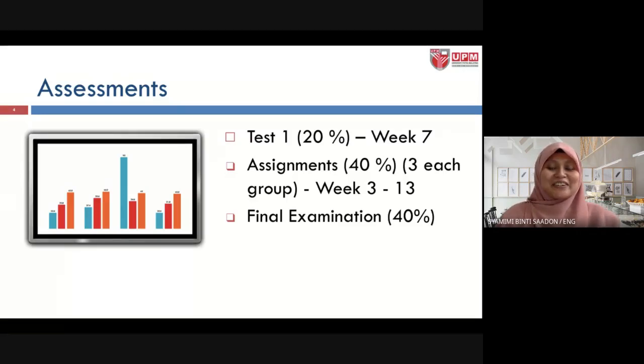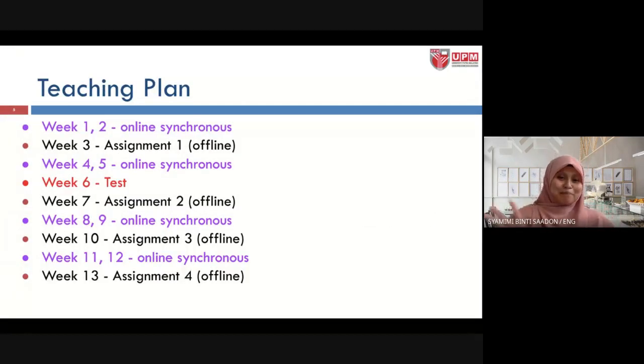There are 4 assignments. I will give you the first in week 3, and then another 2 weeks later, and then another 2 weeks, another 2 weeks. Not all assignments at the same time at the end. I will give 2 weeks, 2 weeks, 2 weeks, 2 weeks, and you have to submit 2 weeks after I assign it to you. You will see it later on; I will show you the planning. And then the final examination as usual, 40%. Okay, this is my plan so far.